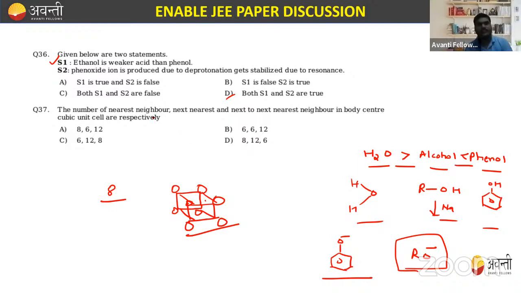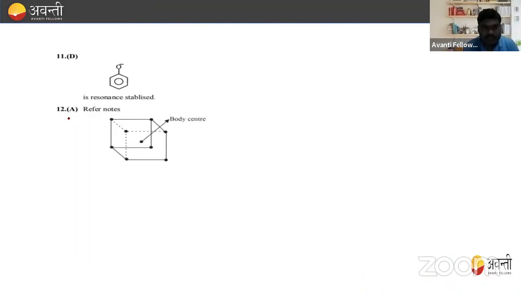So the number of nearest neighbors is 8, next nearest is 6, and next-to-next neighbors in the body centered cubic is 12. So what is the correct option? That is 8, 6, and 12. So that is option A. So option A is the correct one.